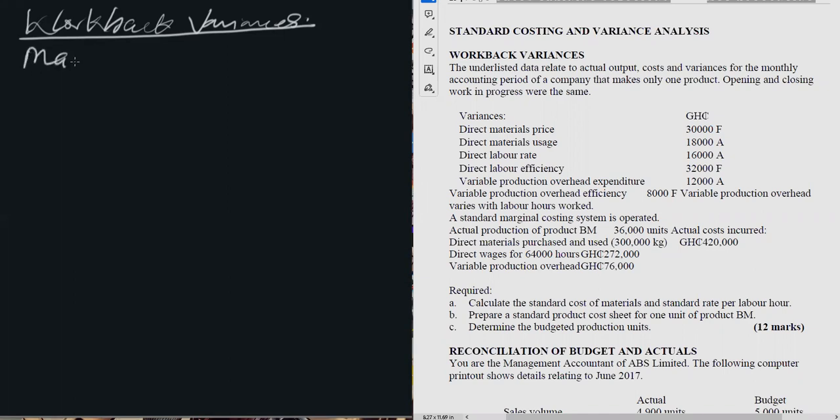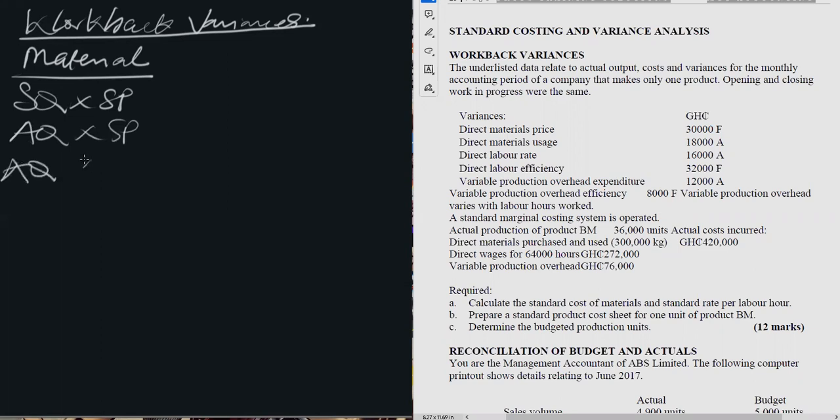So if I take material variances, because I'm using material, look at how I go about it. I put down my standard quantity times standard price, put down my actual quantity times standard price, my actual quantity at actual price, right? I know between this and this is usage, not so. So that means usage will therefore be standard quantity at standard price minus actual quantity at standard price, not so. So I put this down. This is what I'm going to use to do the work back.